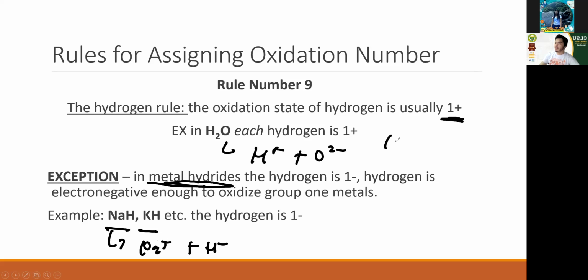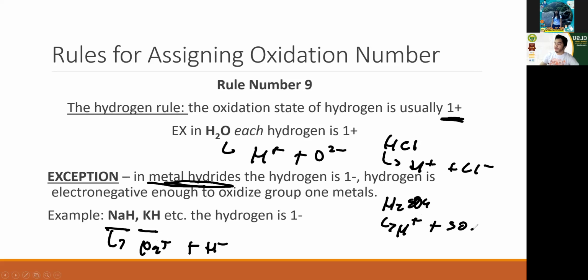Similarly, ganoon din kay HCl. Di ba? H plus Cl negative. Ganoon din kay H2SO4. H plus SO4, 2 negative. So, usually, si hydrogen is positive 1, except kay metal hydrides. Pag metal hydride is negative 1 siya.